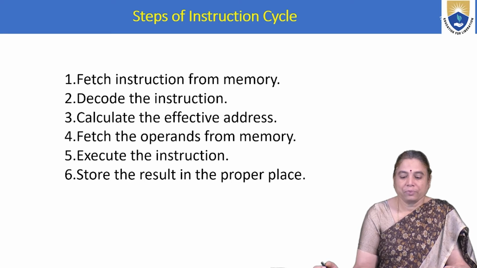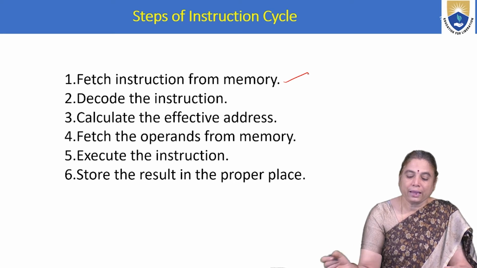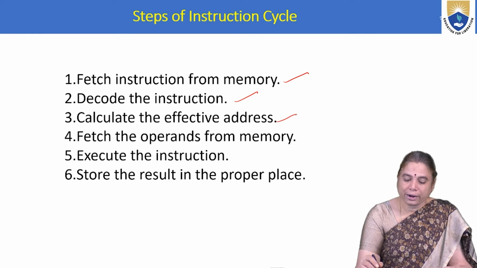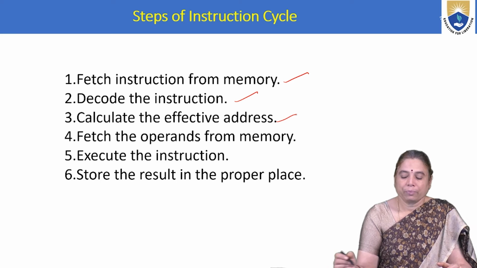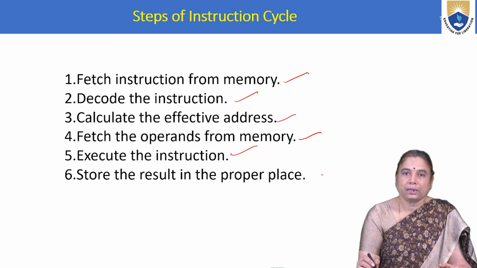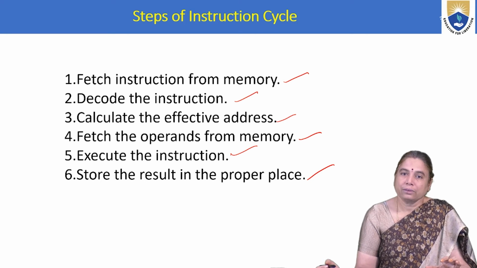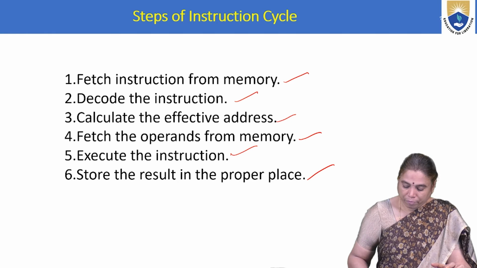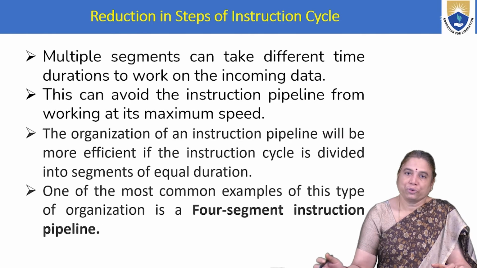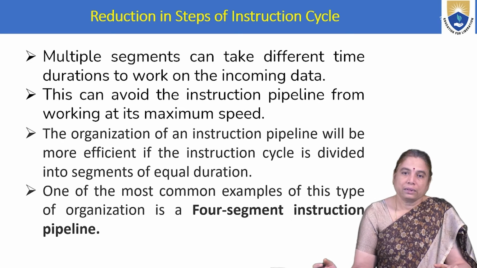Each instruction can be executed with the help of the instruction cycle, which generally consists of several steps. The general steps of the instruction cycle are: fetch the instruction from memory, decode the instruction, calculate the effective address, fetch operands from memory, execute the instruction, and store the result in the proper place. So these are the 6 steps in the instruction cycle, but they are to be reduced so as to increase the throughput and performance of the system.